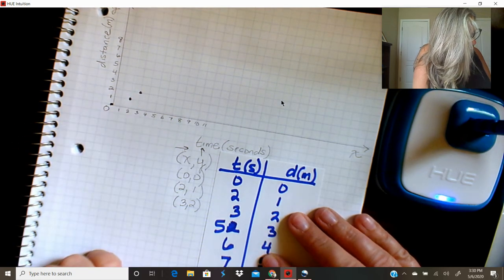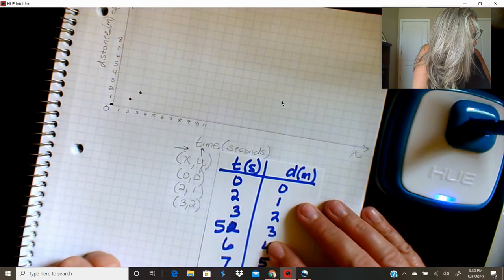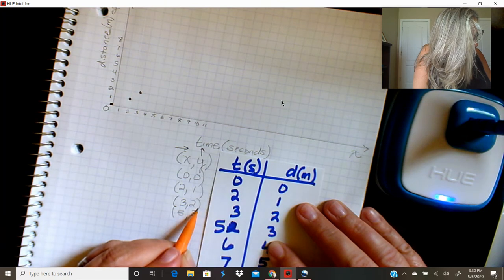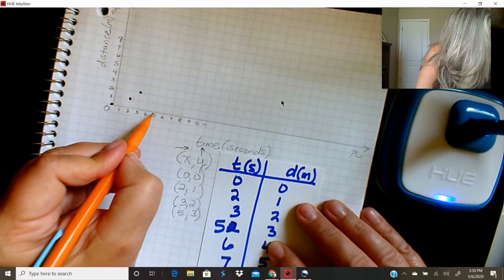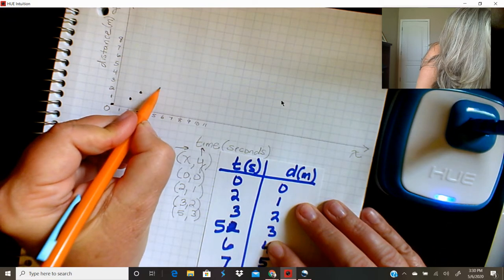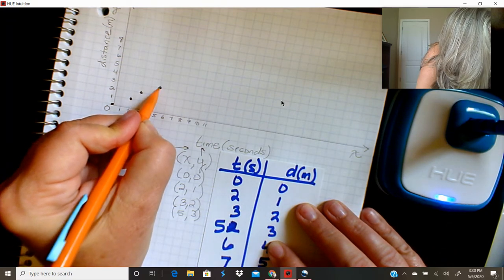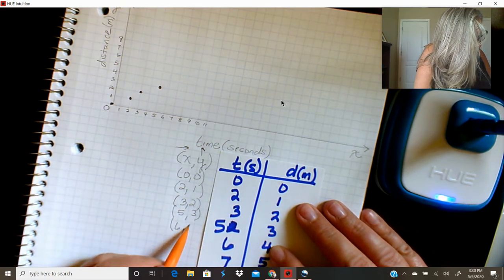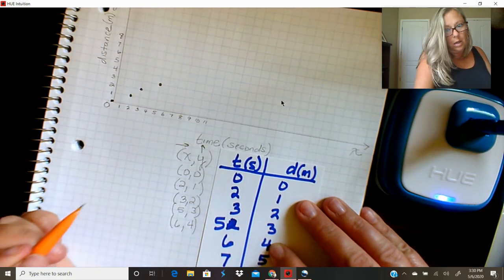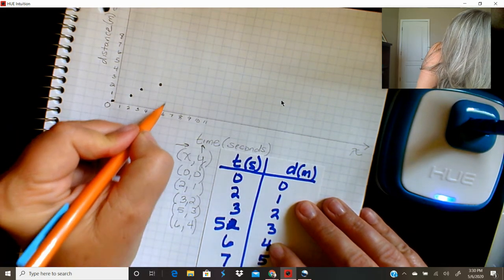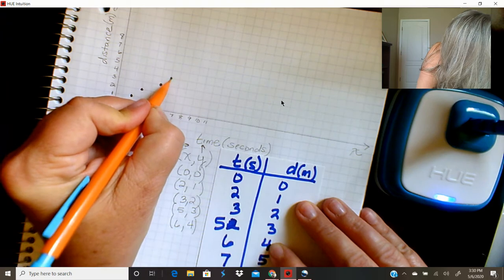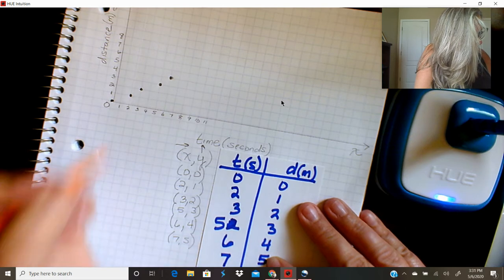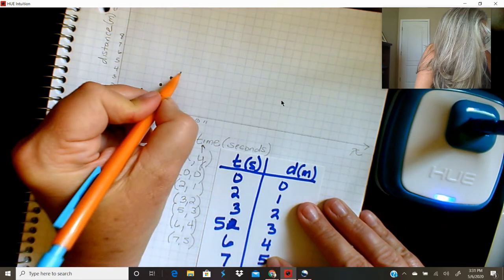All right, and then for my next one, my seconds was 5, and my distance was 3. So I'm going to go over to the 5th second, and I'm going to go up to 3. All right, next I'm going to do 6, 4, and I'm going to go over to the 6th second and up to the 4th meter. The next one is 7, 5. I'm going to go over to the 7th second and up to the 5th meter.